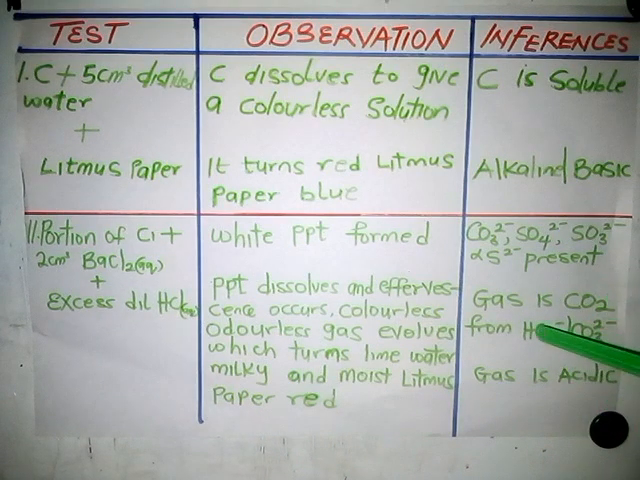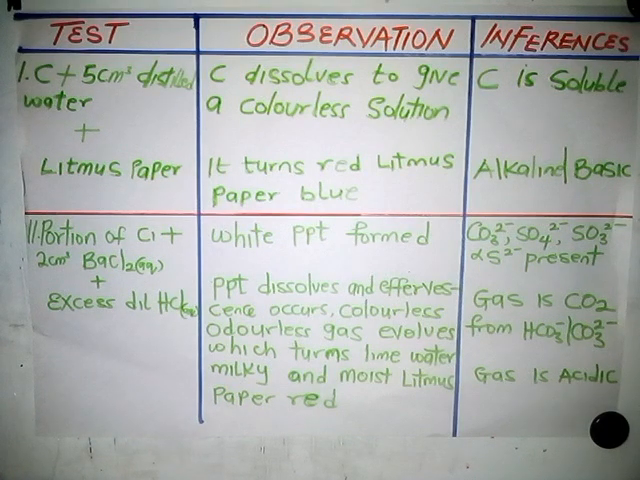So the inference here is that the gas is carbon dioxide from HCO3⁻ slash CO3²⁻. And again, I'm saying the gas is acidic because of this last part here. Because when you take a moist blue litmus paper to the mouth of the test tube where the gas is coming out from, you notice that it will change color from blue to red. That's why I put that in the inference here. I said the gas is acidic.